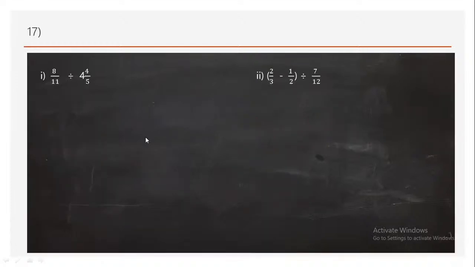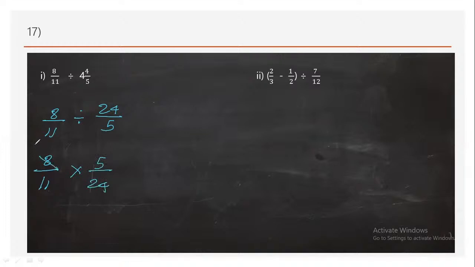Let's go to the 17th one. What about the 17th? 8 over 11, that is division. First convert to improper. 5 times 4, 20 and 4, 24 over 5. Then cancel out. Before that, you have to write with a multiplication sign, reciprocal. 5 over 24. Now cancel out over the line. 1 8 below the line. 3 8. 1 times 5. 5 over 11 times 3, 33. Let's go to the next question.